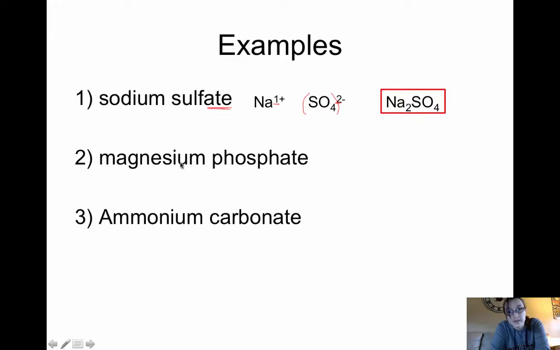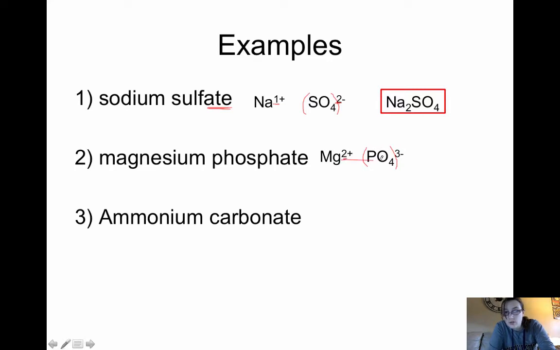So the next example is magnesium phosphate. So like before, we write our charges. So magnesium is Mg2+, and phosphate, again, ate means it's a polyatomic, and the phos means you're looking at phosphorus. So phosphate is PO4 3 minus. Now remember, polyatomic ions always need to stay together. So phosphate always needs to be PO4. So I'm going to put that in parentheses. And then we will crisscross.